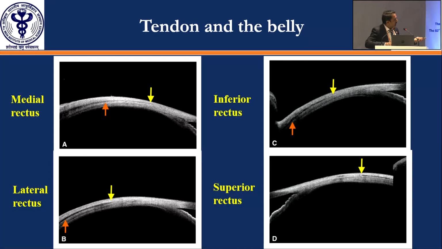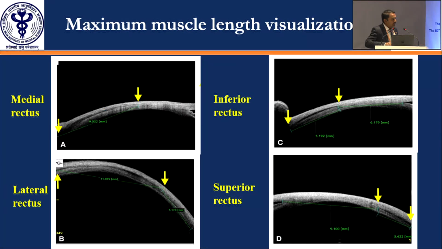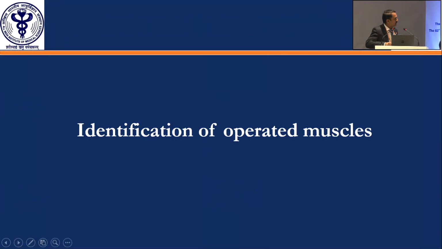This is again the four rectus muscles. As I said previously, the hyperreflective layer is going to have some internal noise, which is tendon. Approximately you can say that probably the belly has begun here, and here we are more confident that this is belly. The same thing applies to all the rectus muscles. So how much maximum muscle can you see? With good adduction you can see up to 9 mm of medial rectus muscle, 10 to 11 mm of lateral rectus muscle, and somewhere between 3 to 6 mm or 3 to 5 mm of superior rectus and inferior rectus muscle.